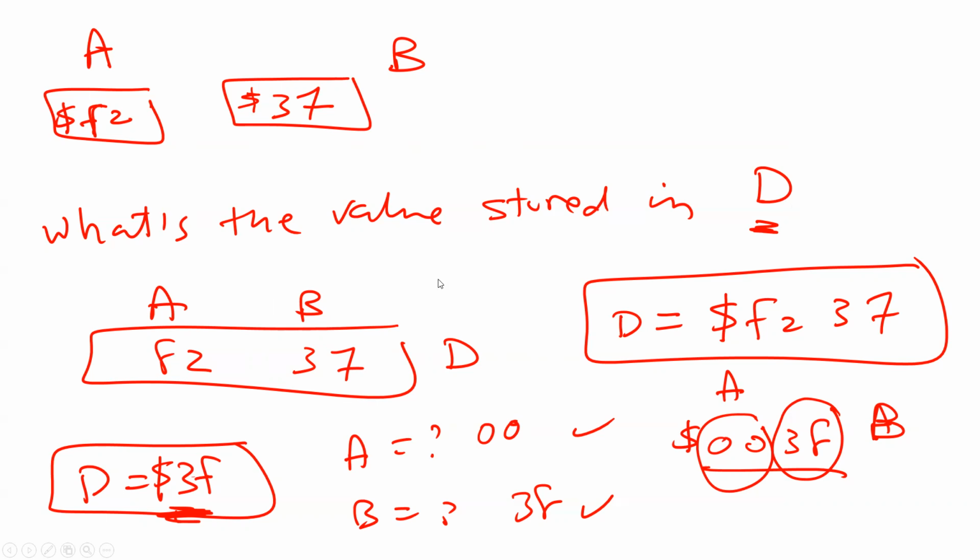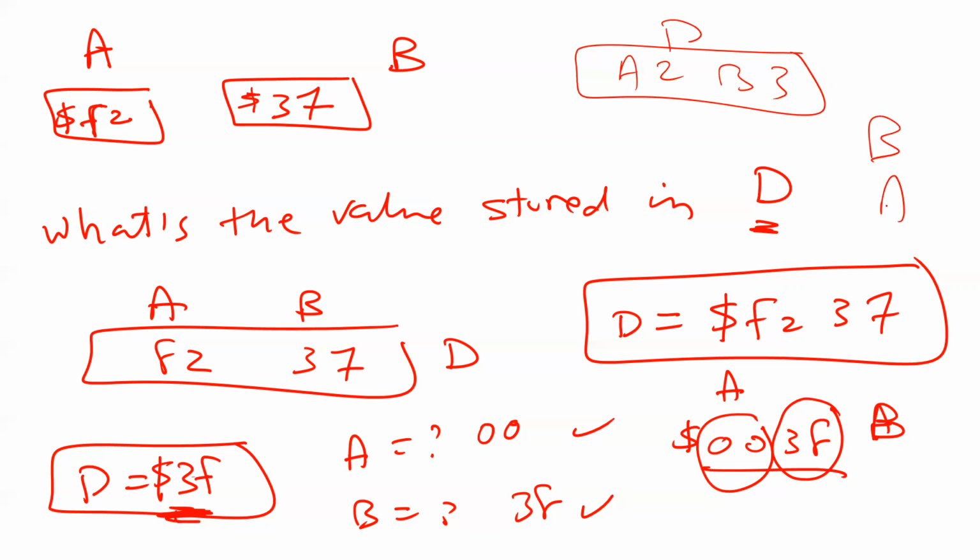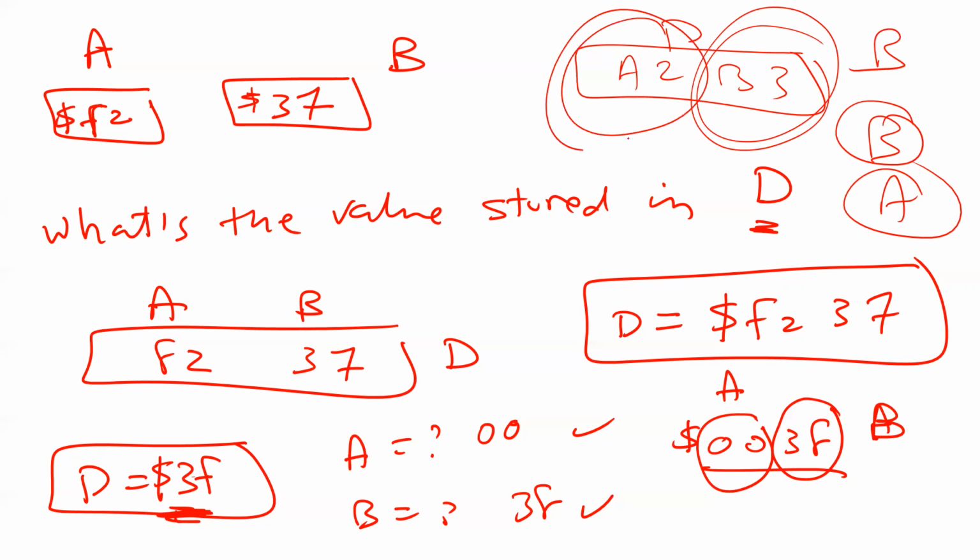I can do the opposite. Tomorrow, for example, I can tell you that register D is storing F2B3, something like that. Then I'm going to ask you what is the value of register B and what is the value of register A. For sure, the first byte here is B, and the most significant byte is A. That's also what you are going to see in the simulator tomorrow: you are going to see A, B, and D. So you will see that register D is just a concatenation of A and B.